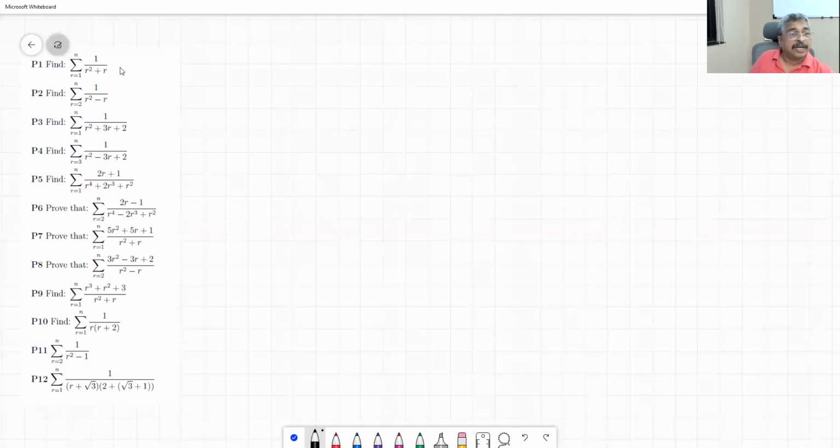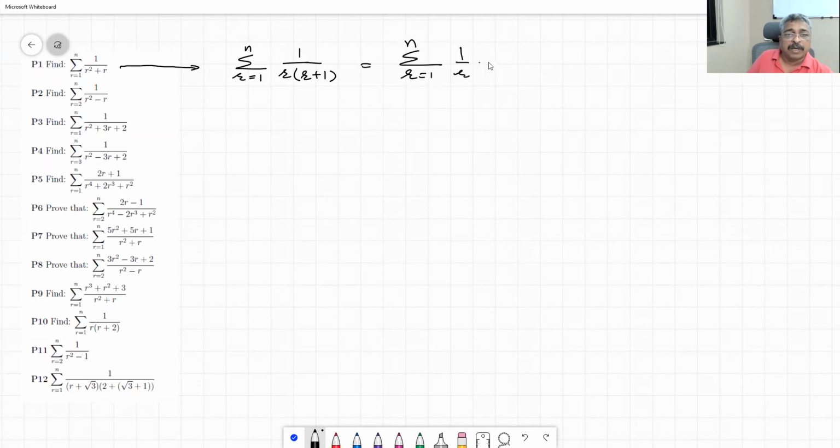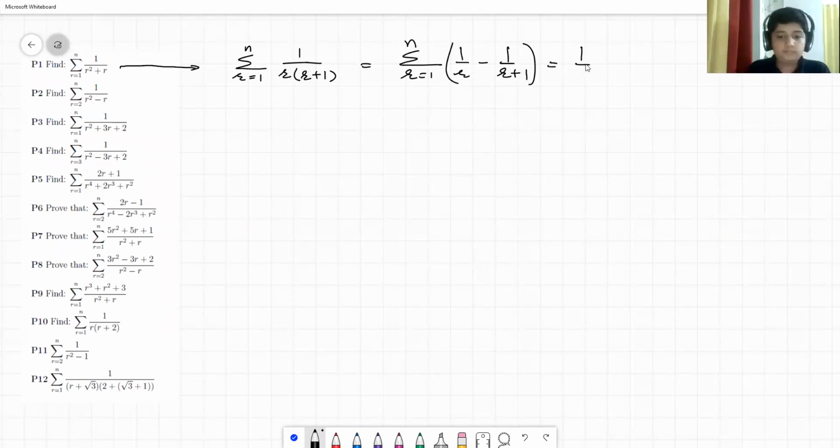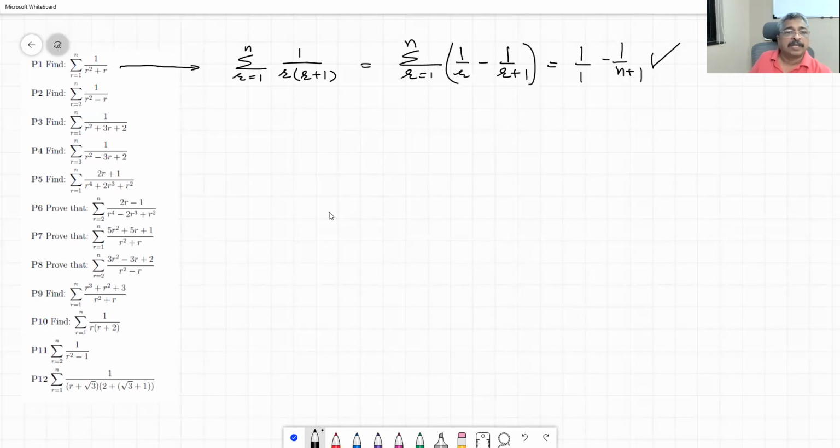I will just write down the telescopic setup for each one. First step is sigma r goes from 1 to n, 1 upon r into r plus 1. I think we have done this in class, which is equal to sigma r goes from 1 to n, 1 upon r minus 1 upon r plus 1. This is the telescopic setup. And therefore the answer is 1 upon 1 minus 1 upon n plus 1. Done.